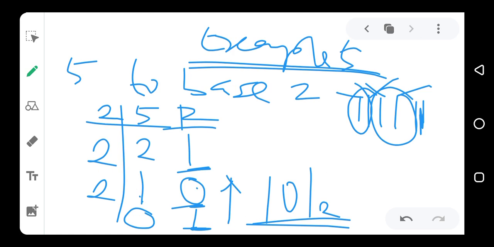So this is how to convert numbers from base 10 to base 2. And I hope that this is very simple and clear.